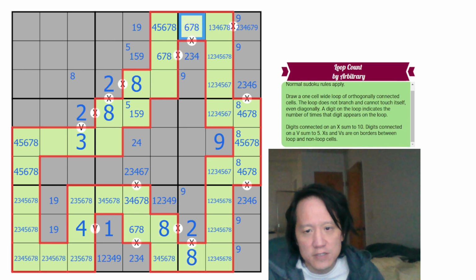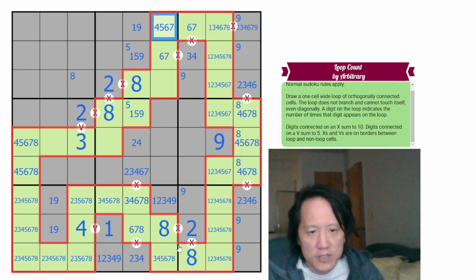The thing is, this actually still could be 6 here. So this one we don't know. So this can't be 8. Obviously, none of these can be 8. This can't be 2 and 8. This can't be 2 and 8. So this is 3 or 4.